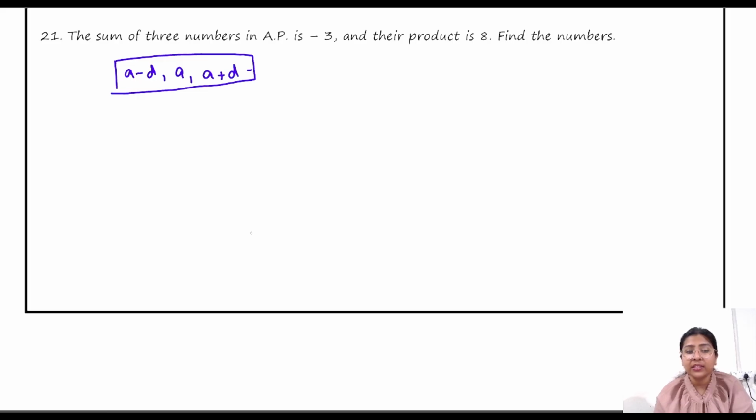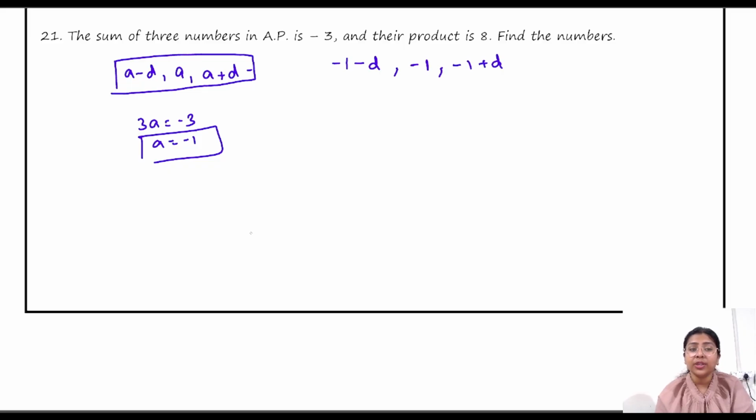The sum of three terms in an AP is minus 3. So if you add these three terms, what will come? 3a is equal to minus 3, according to the question. So the value of a is minus 1. So what will be the terms? The first term is minus 1 minus d, the second term is minus 1, and the third term is minus 1 plus d.